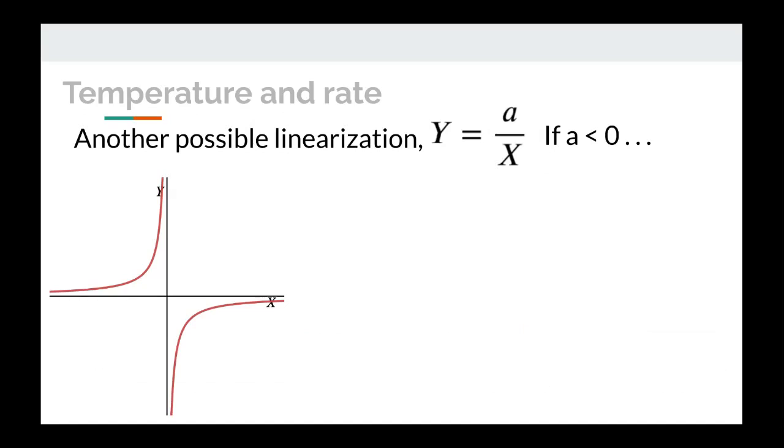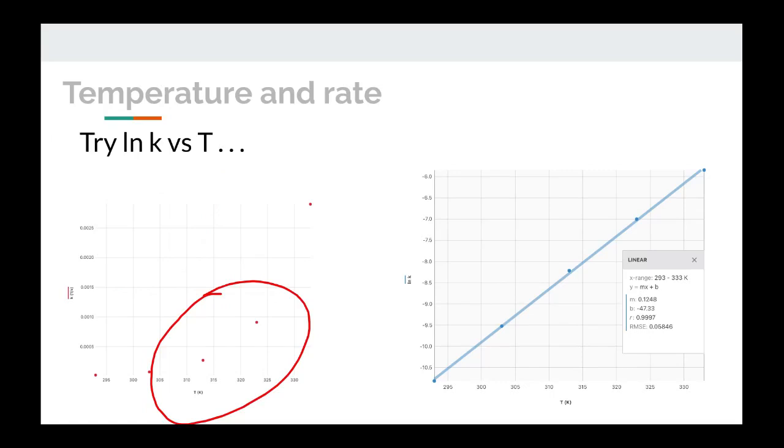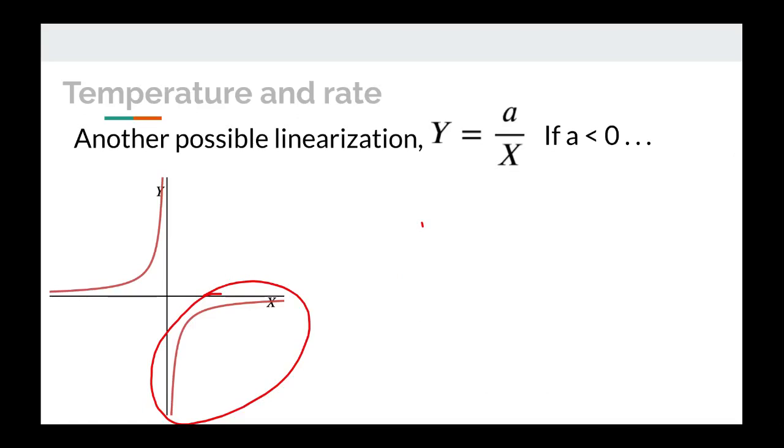Here's another possible linearization. If you have the relationship y equals a over x, and a is a negative number, this is the shape of your graph. It's a hyperbola, and that shape has the same appearance as a side opening parabola. And if we go back to our original plot of natural log of k versus t, we notice that these are all negative numbers here. So we are down in this lower right-hand quadrant where we would see that if this was that hyperbola. So remember, our vertical axis is now natural log of k, so this could mean that a over t, because our horizontal axis is t, might give us a straight line.